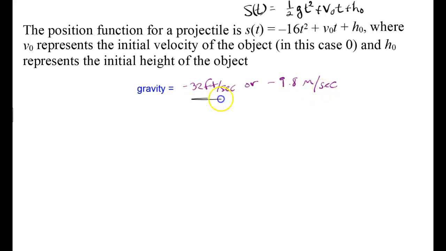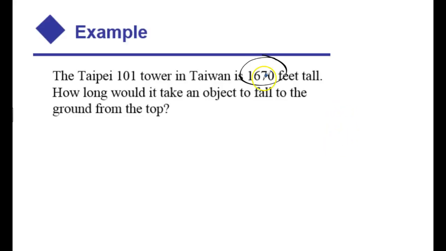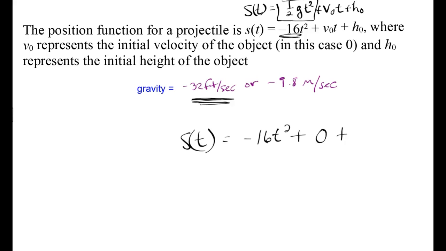But since they said feet per second in this problem, the actual formula here is 1/2 of the gravity. So if I take half of the 32, I'll get this negative 16. So we're going to be using this formula. S, standing for the distance, is negative 16t squared. V sub O is the initial velocity, which I believe we had initial velocity of 0, because we were just standing on the building letting an object free fall to the ground. And then H would be the height. And I believe the height of this was 1,670 feet.